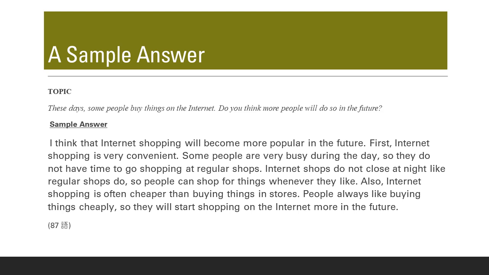It's where it says also in the fourth line. Also, internet shopping is often cheaper than buying things in stores. People always like buying things cheaply, so they will start shopping on the internet more in the future. And that's the sample answer. Now, we'll talk a lot more about this sample answer in the next set of videos. But for right now, that's it. You can see how they've used those 2 points, convenience first, price second, to support their answer.